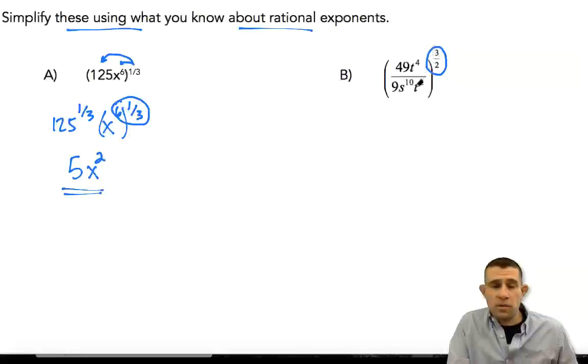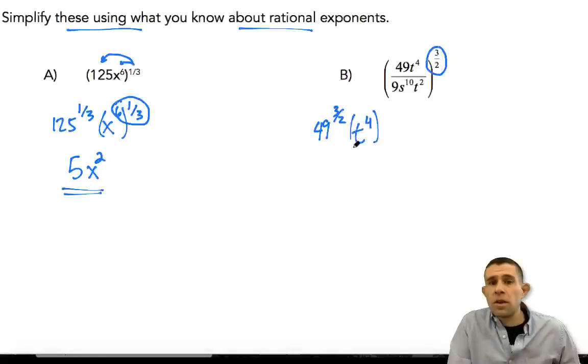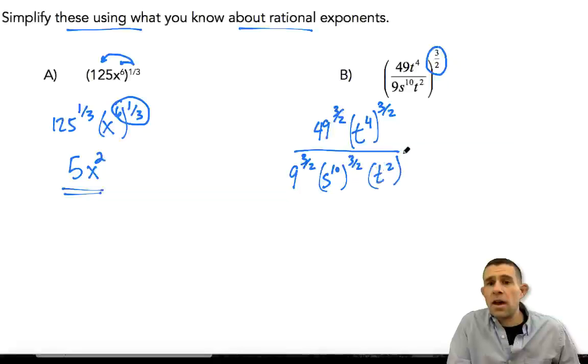All right, and final example here for B, we're going to see that we have this power of this quotient and this product inside. So we need to distribute this 3/2 power to all of these terms. So I end up with 49 to the 3/2, t to the 4th to the 3/2, all divided by 9 to the 3/2, s to the 10th to the 3/2, and t squared to the 3/2.